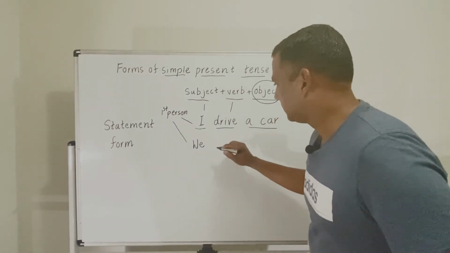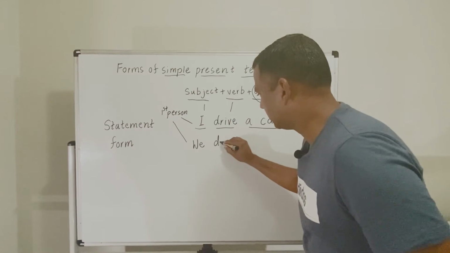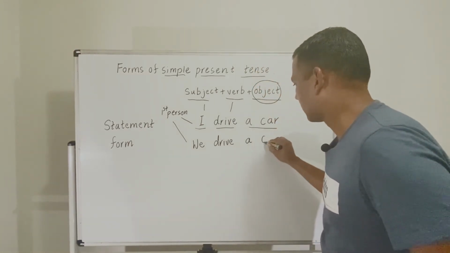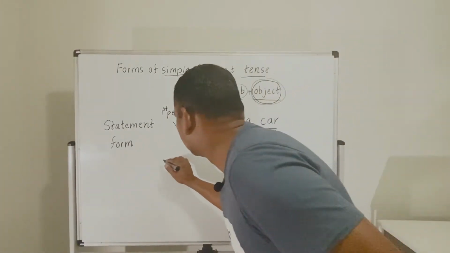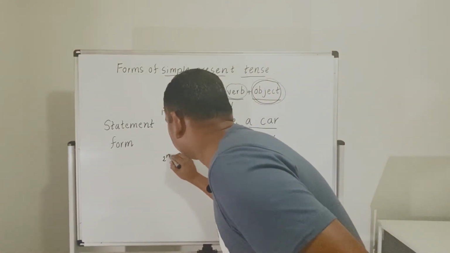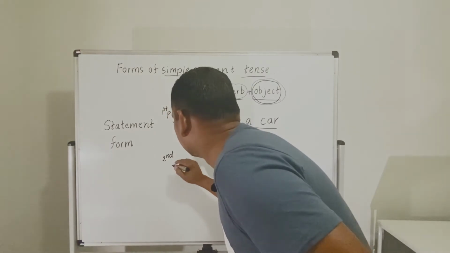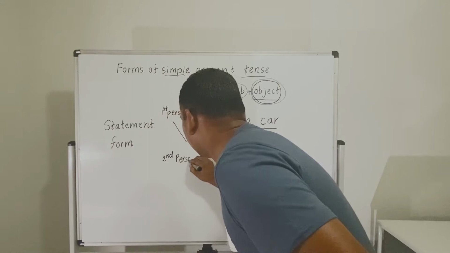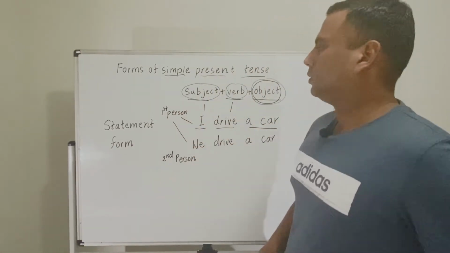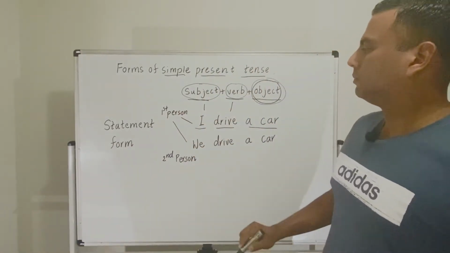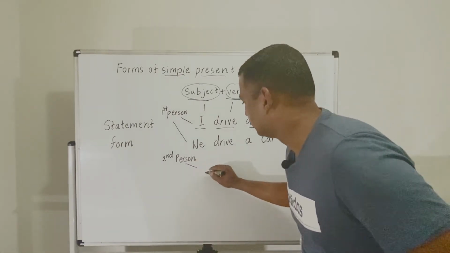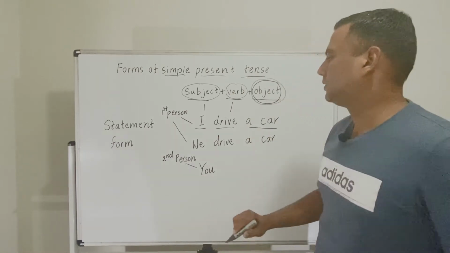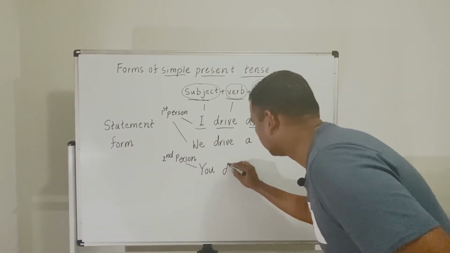So if we use we as the subject, we can again write the same sentence as we drive a car. Then we have the second type of subjective cases, that is second person. So we just have one pronoun that comes under that category, that is you. So if we use you as the subject, we can say you drive a car.